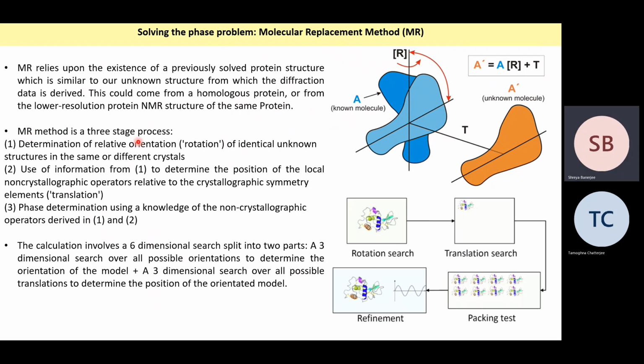So molecular replacement consists of 3 steps. Firstly, the determination of relative orientation of identical unknown structures in the same or different crystals. So if this dark blue is your reference protein and this light blue is the protein for which you are finding the structure, you have to find the rotation angle between these two that will allow these two structures to superimpose. Then the use of information from step 1 to determine the position of the local non-crystallographic operators relative to the crystallographic symmetry elements.